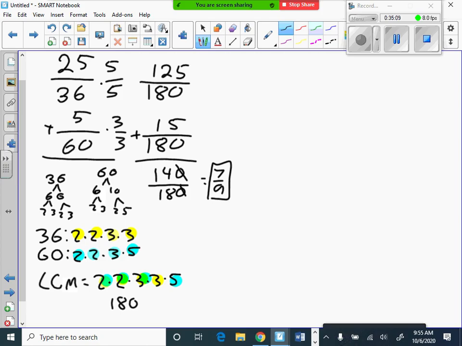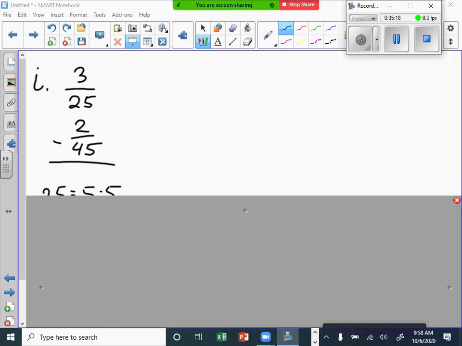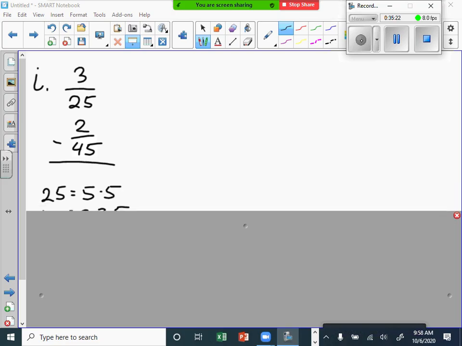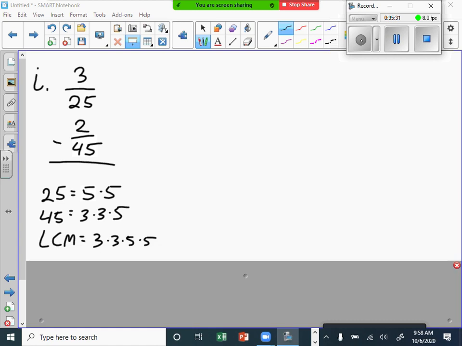I want you to follow those steps to do I. Find the common denominator using factors. Do number I. Nancy? So let's take a look real quick. If I did the factoring for 25, what does 25 become? 5 times 5. If I did the factoring for 45, what does it become? 3 times 3 times 5, right? Because 3 times 3 is 9 times 5, okay? So now my least common multiple is 2 3s and 2 5s. 3, 3, 5, 5.